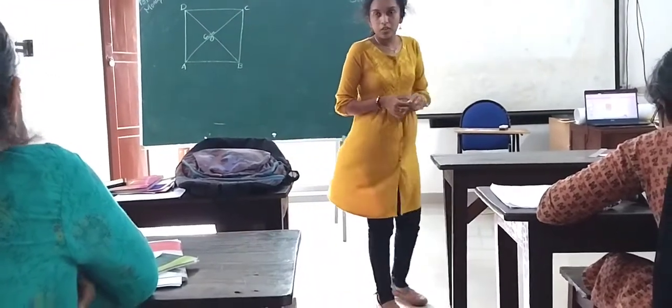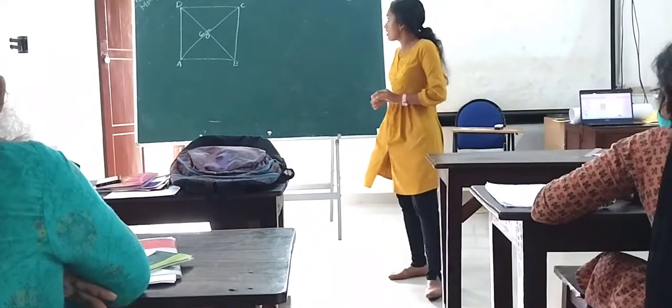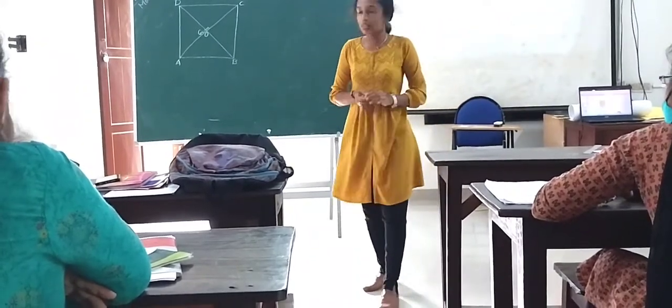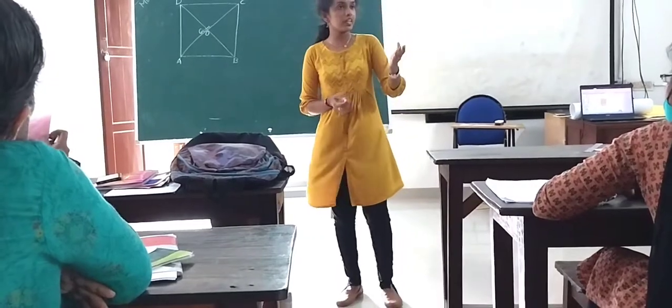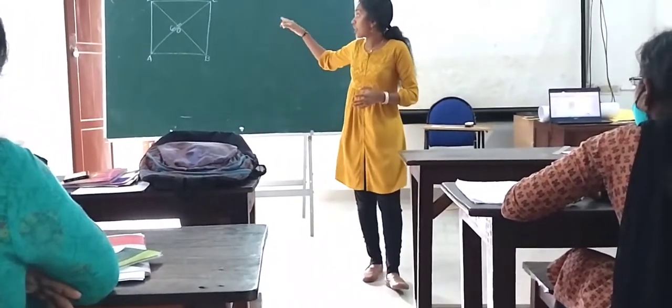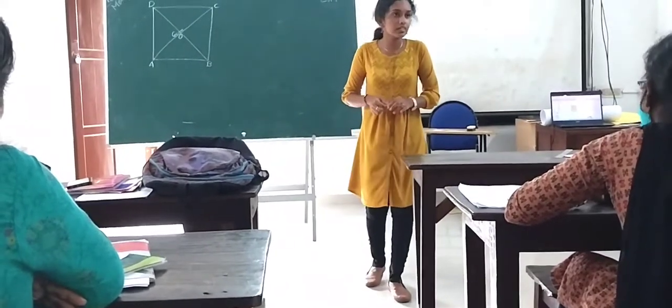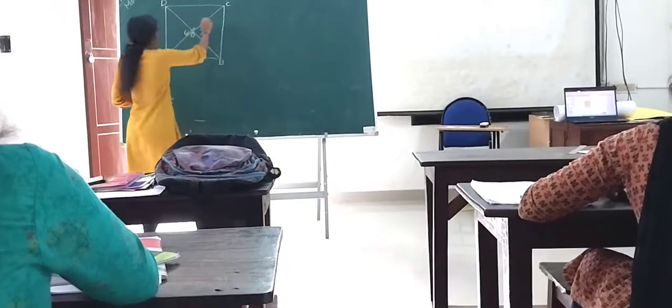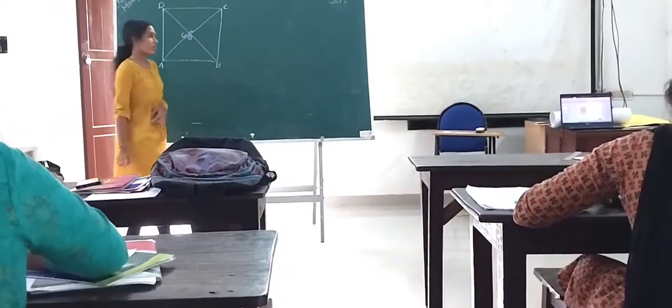Suppose that the length of the diagonal is 6 cm. So BD is 6 cm. Then AC will be 6 cm. Now, you can mark the length of each side of the triangles. Please mark the lengths AO, OD, OC and OB.